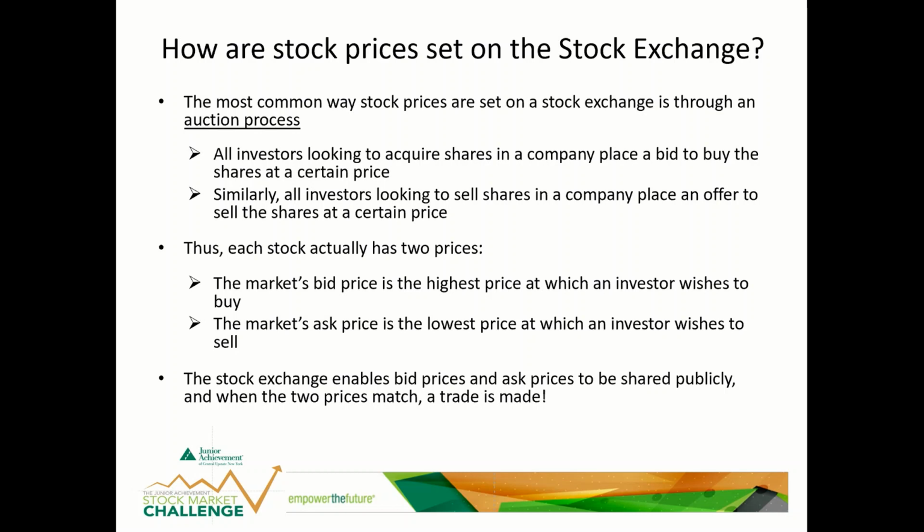This interaction goes through the exchange among all investors at once. If there are more buyers than sellers of a given stock, bid and ask prices move up. And if there are more sellers than buyers of the stock, bid and ask prices move down. Any difference between the bid and the ask price of a stock is typically called the spread. But when the bid and ask prices between two investors match up, a trade is completed.